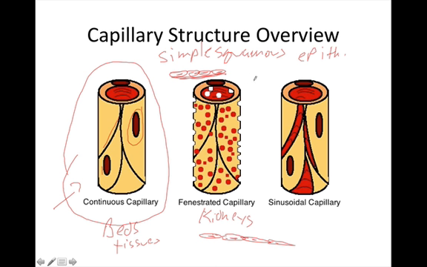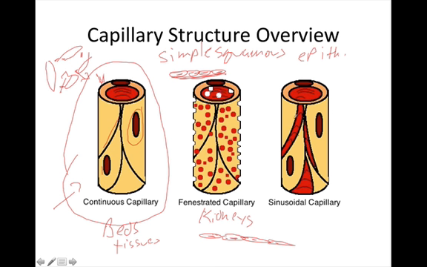Now with capillaries, this is a little different because, for example, in these continuous capillaries, if we were to look at this from a transverse view here, all right, you would see this. The endothelial cells don't completely touch together, and there are these small spaces in between, and that's where we filter the fluids out of and reabsorb the fluids back in through.